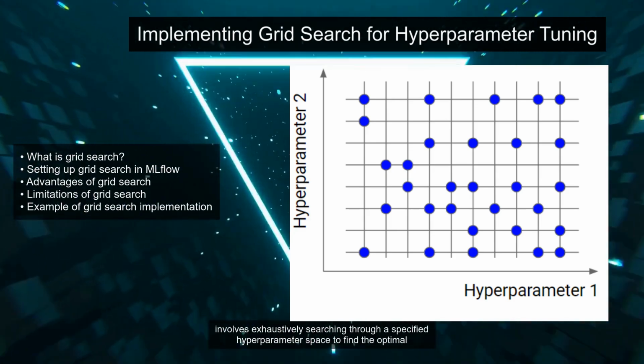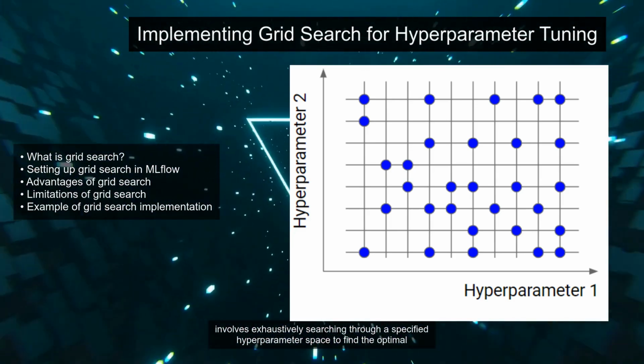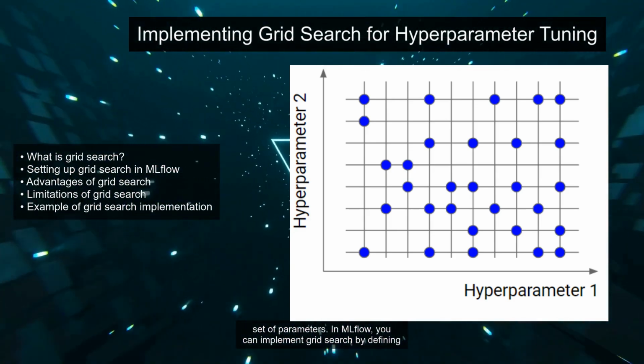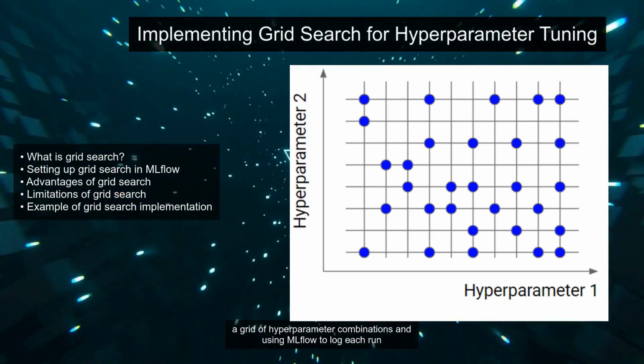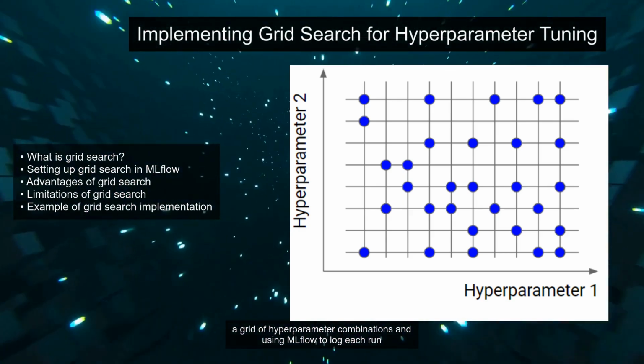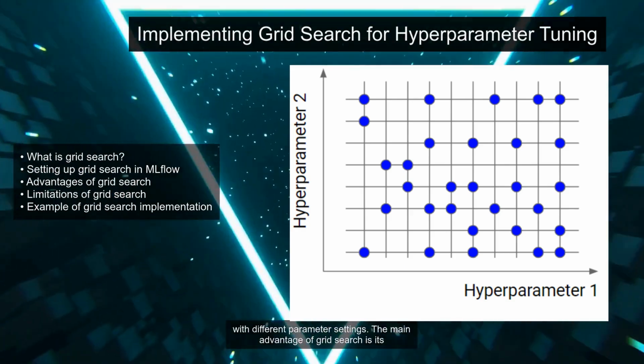Grid search is one of the simplest methods for hyperparameter tuning. It involves exhaustively searching through a specified hyperparameter space to find the optimal set of parameters. In MLflow, you can implement grid search by defining a grid of hyperparameter combinations and using MLflow to log each run with different parameter settings.